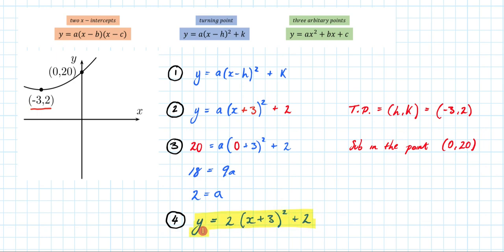Hopefully this video was helpful in showing you how to determine a quadratic rule when given a graph.